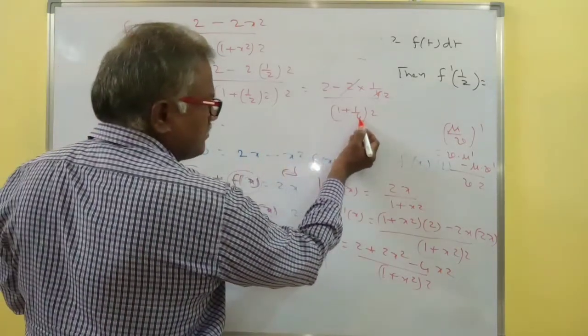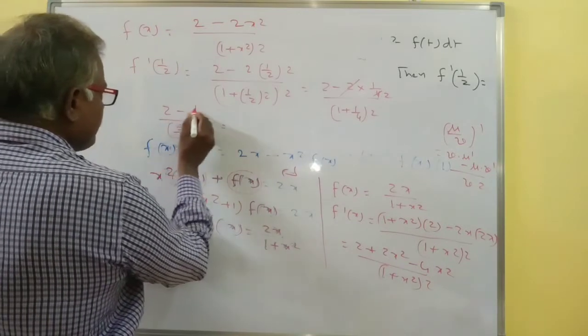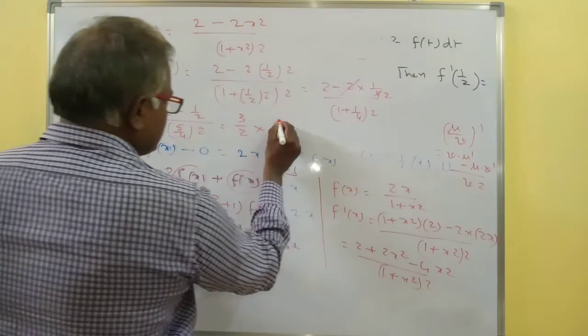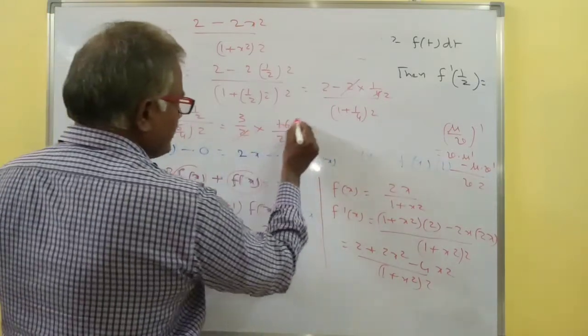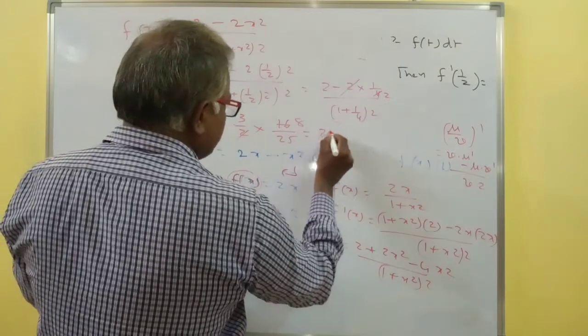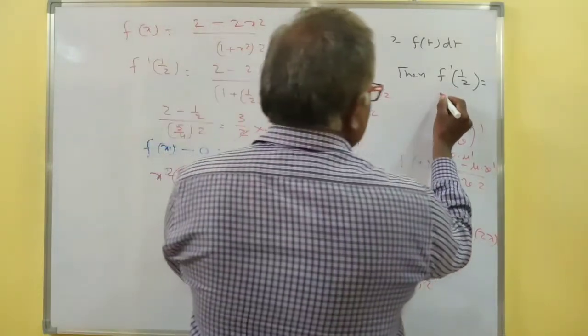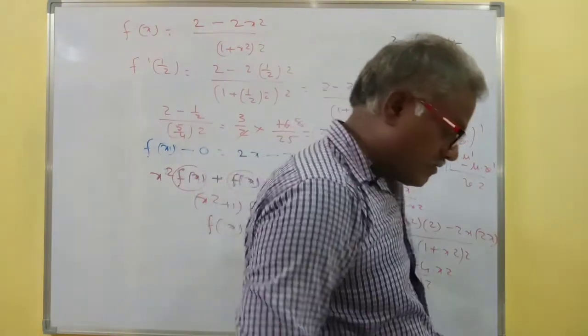Here LCM is 4. 4 plus 1, 5. 5 by 4. That means here 2 into 2, 4. 4 minus 1, 3 by 2. 3 by 2 into this will become 16 by 25. So 2 8s, that means 24 by 25. So f dash 1 by 2 value is 24 by 25.